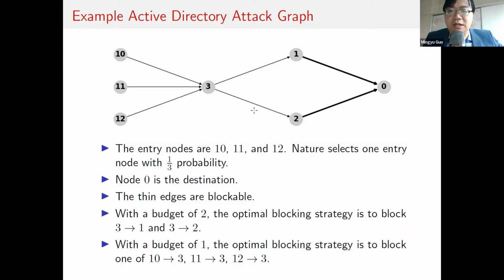If the budget is 2, what would be the best way to cut? Okay, if the budget is 1, I wouldn't cut either this or this. If the budget is 1, I would cut one of these 3. So if I cut this, then 1/3 of the chance I am able to defend against the attacker entering here. And then 1/3 of the chance this guy has an uninterrupted route. And then 1/3 of the chance this guy has an uninterrupted route. Okay. But so basically with a budget of 1, it's to block one of these 3. And then they are all optimal.